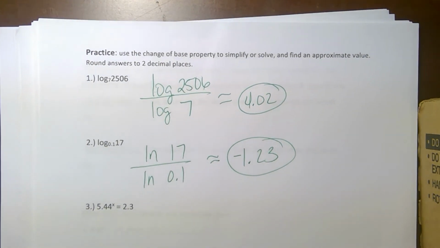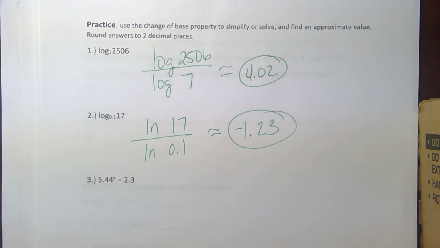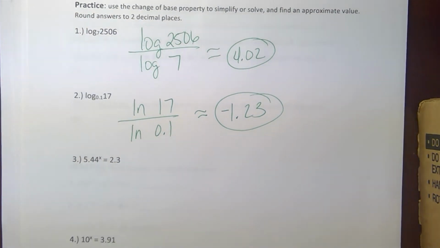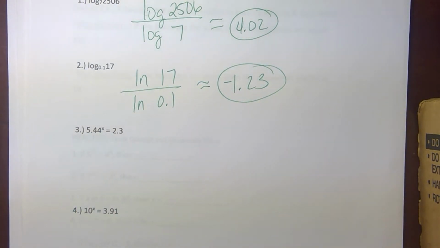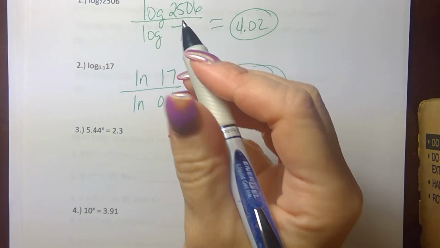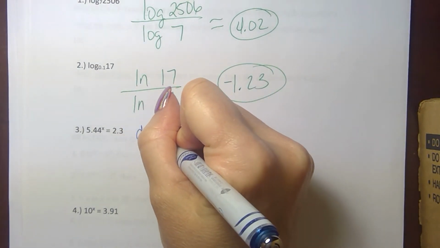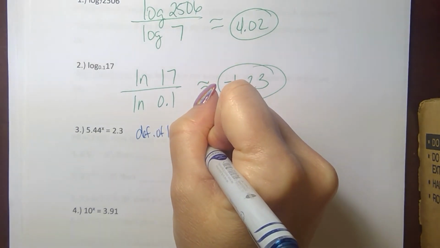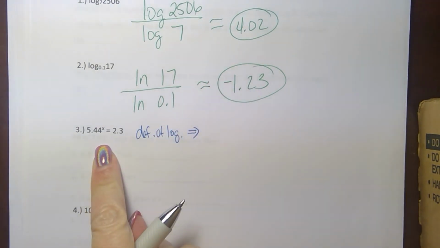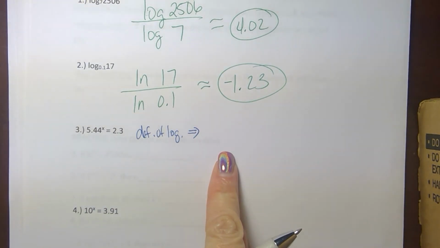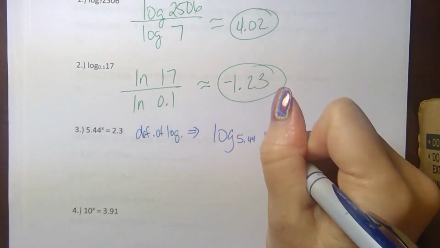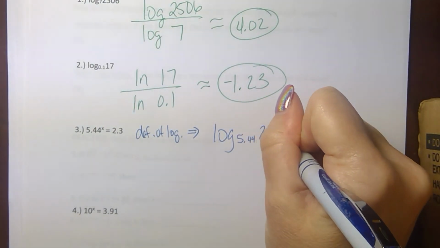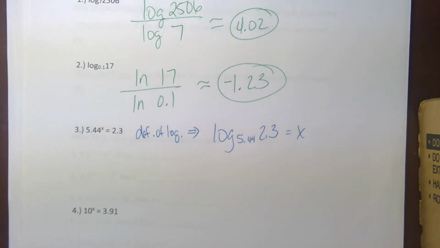All right, now this one does not look like what I just did. Number 3 is in exponential form, not logarithmic form, and the variable is in my exponent. I can't solve for x if the variable's in the exponent, but I can use my definition of logarithm, which tells me that if I can write something in exponential form, I can also write it in logarithmic form. So this would be log. What's my base? My base is 5.44, of my argument 2.3, and that is equal to x, the exponent.